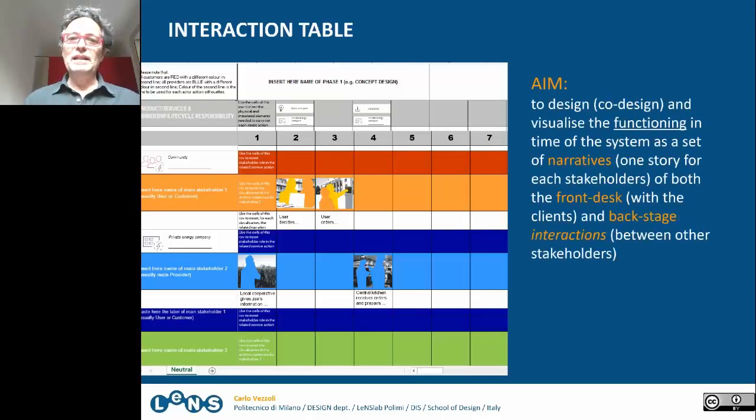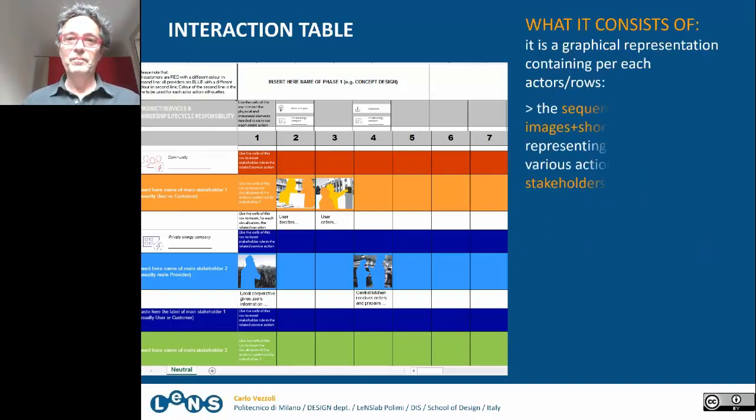So the aim actually is to design or co-design with other stakeholders the functioning during the time of the system in relation to the different stakeholders. So we will have a narrative, a kind of a story for each of the stakeholders, both for the front desk, so with the clients, and the backstage interaction, so between the other stakeholders that are those that at the end enable the provision of the offer to the customer.